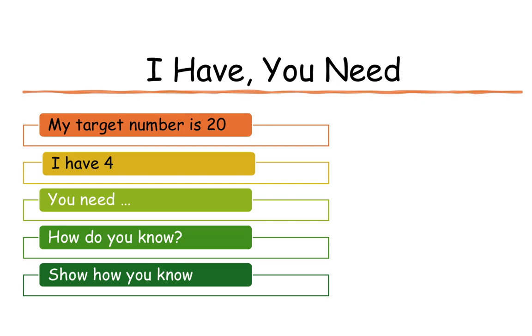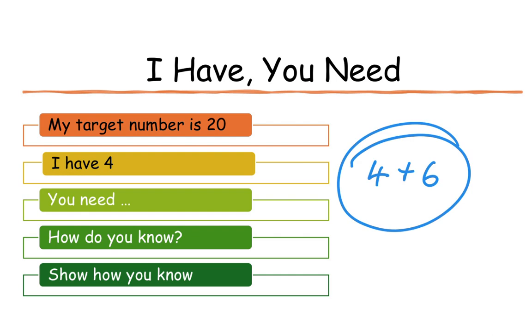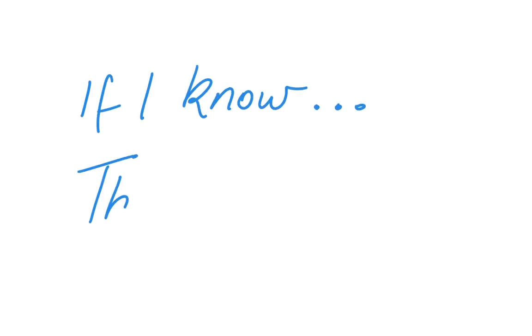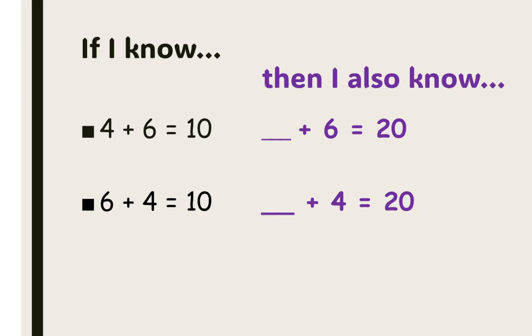Next we focused on number partners to 20. And here I wanted the students to start making connections to their rainbow facts. That means that 4 and 6 are going to be really important. And here I drew on a routine that I learned from Paul Swan. So if I know that 4 and 6 equals 10, how can we use that knowledge, our rainbow facts, to help us with this next number problem?